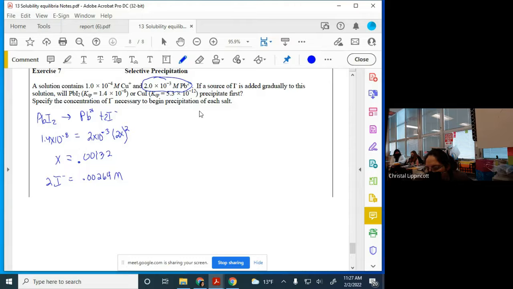Wait, why did we double it again? Because you've got 2 of these. You solve for X, but now you've got to go back and double it so you can figure out the I concentration. Even though you solve for x and use the 2, you have to put it back, because you took it out when you divided by this guy. X is just X. It's just one of those.